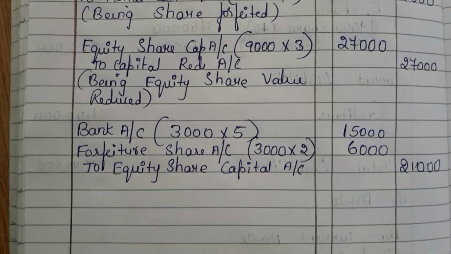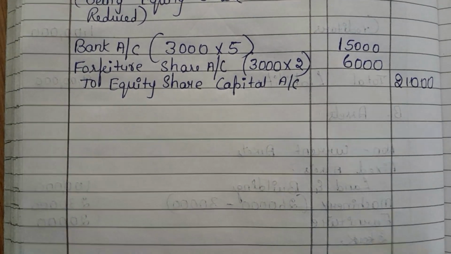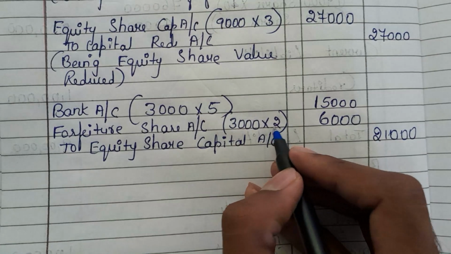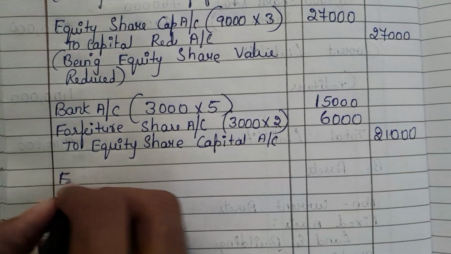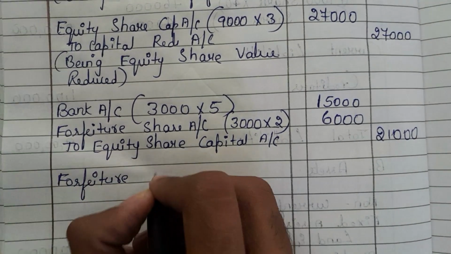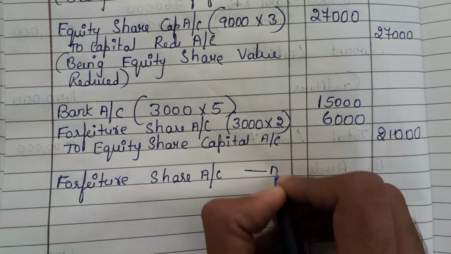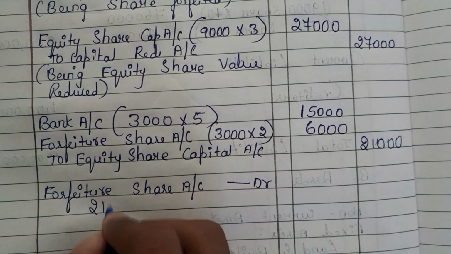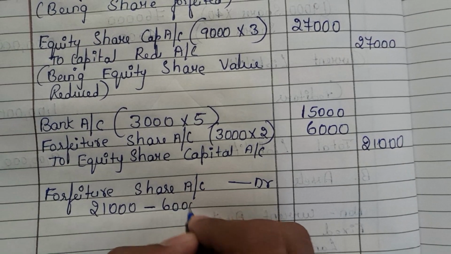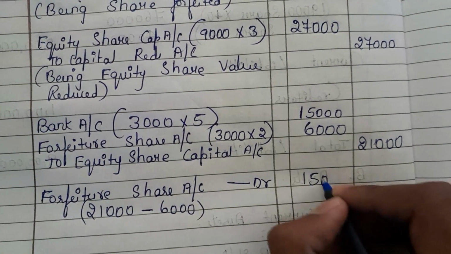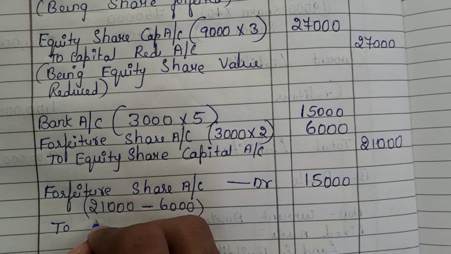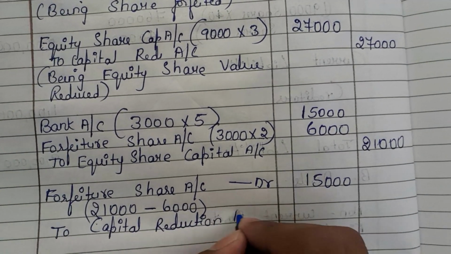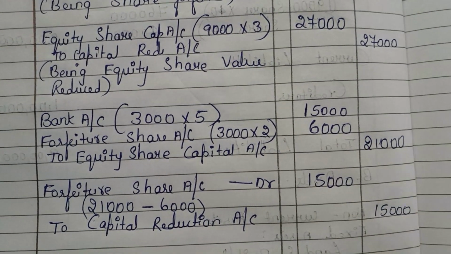Now next, they have told us to make provision for taxes. But before that, here you see, we have earned a profit of 7 rupees and here we have made a loss of 2 rupees. Now we need to adjust that. The entry will be forfeiture share account debit. Here 21,000 we have credited and here 6,000 we have debited. So from 21,000 we need to minus 6,000, it will be 15,000. Forfeiture account is debited to capital reduction account, because that is a sacrifice, an extra profit we have now. Capital reduction account 15,000.